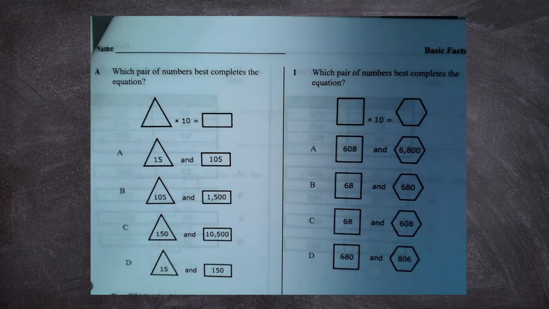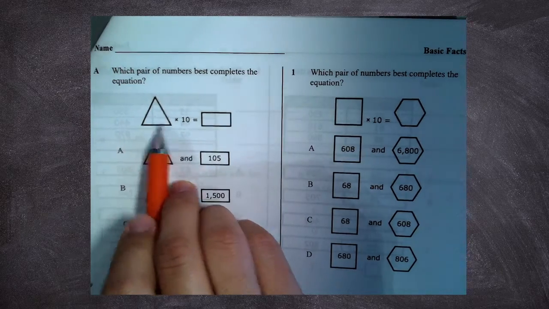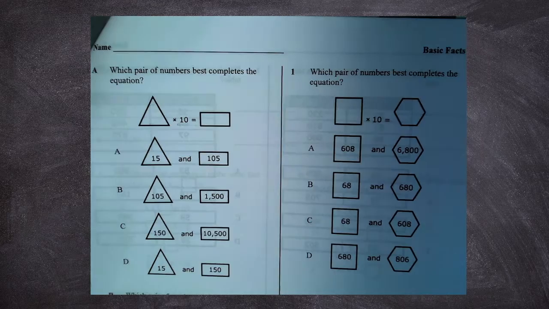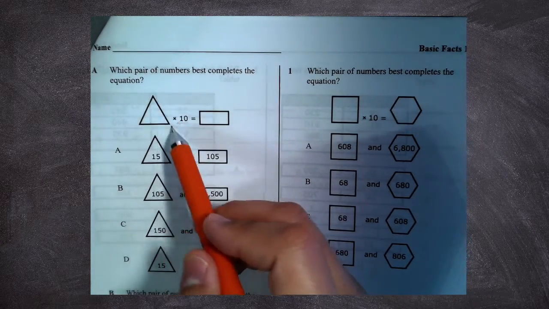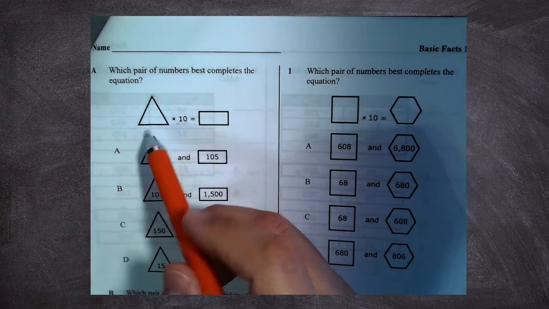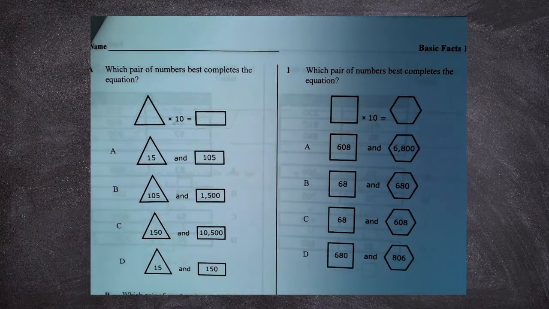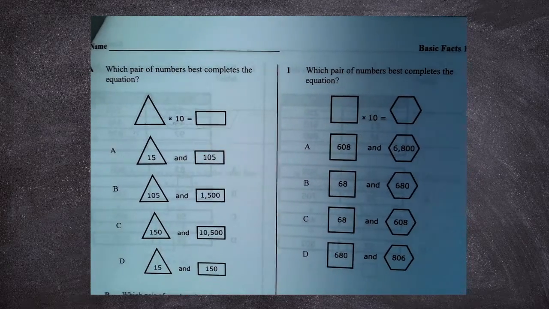Question A says, which pair of numbers best completes the equation? Triangle times 10 equals rectangle. So they want a number that would fit in the triangle spot and a number that would fit in the rectangle spot. But I can't just put whatever numbers I want, because in between them, it says times 10. So I need to make sure I put the right numbers in the right places.